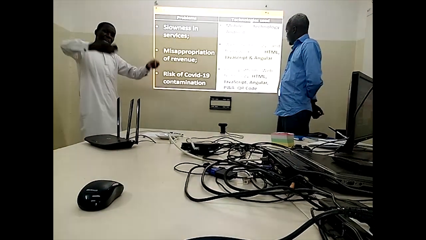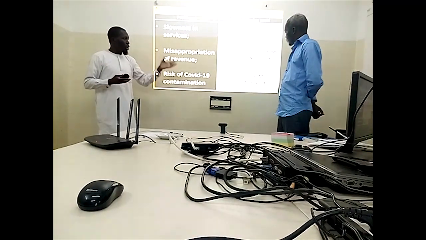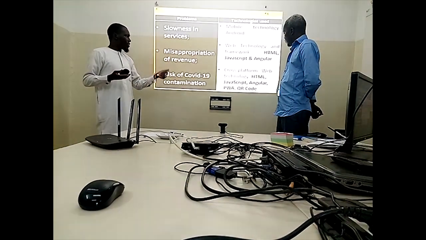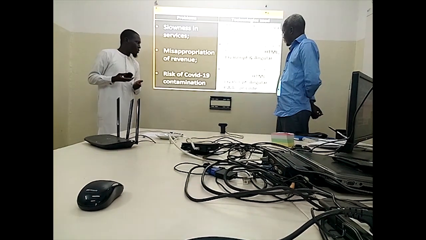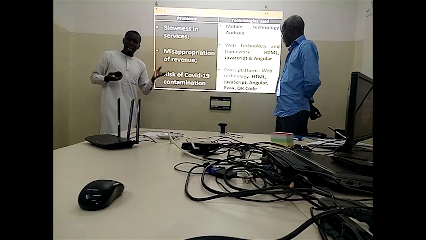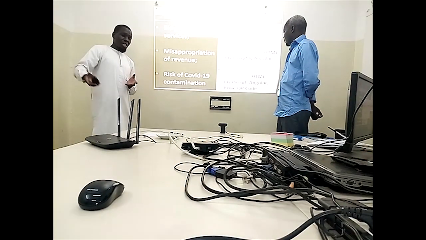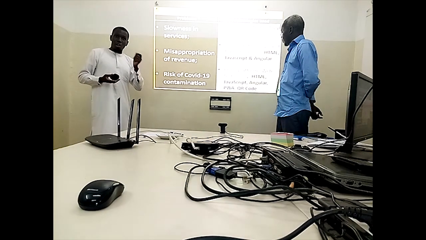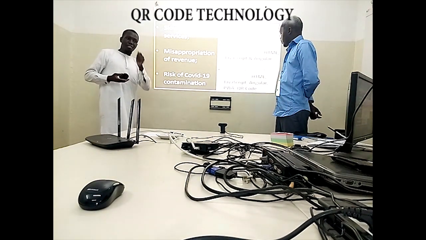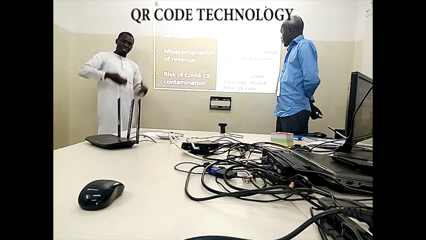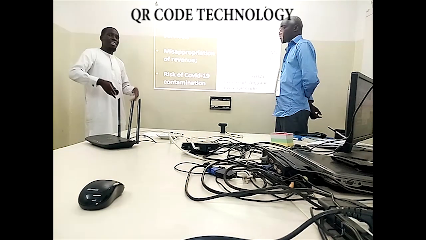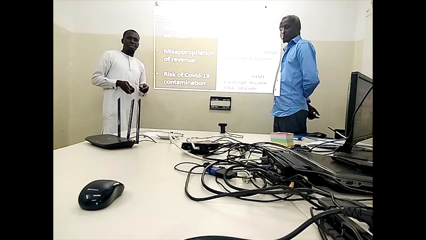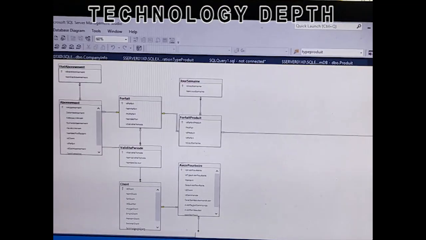The technology behind this system is web technology. Of course, we use HTML, JavaScript, and Angular through TypeScript, and the PWA as well, the progressive web application. That means you can use it on any device. And we use QR code technology because the customer has to use the QR code in order to identify the place where he's sitting, and at the same time to connect to the Wi-Fi of the restaurant.